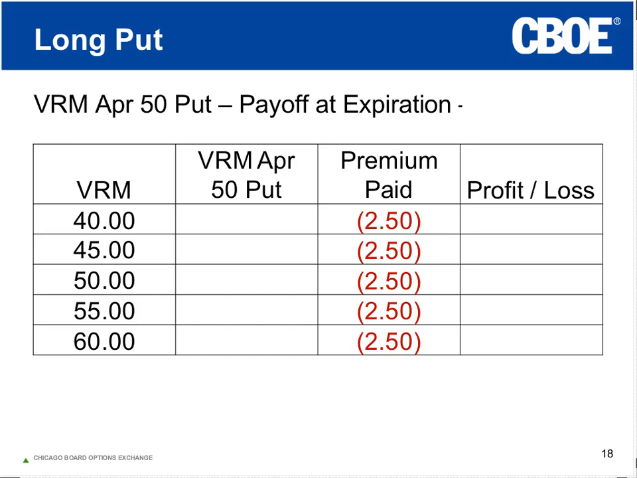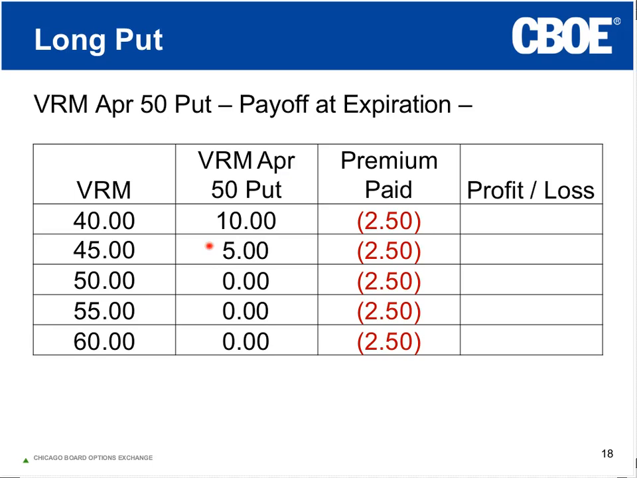And the table works the exact same way as far as starting out and filling in the premium. We've put the premium paid, regardless of what price VRM is trading at April expiration, 60 days down the road. That premium paid is going to be subtracted from the value of one of those April 50 strike puts. Now, at expiration, at any price from 50 and higher, there's no extra value in that right to sell a stock at $50.